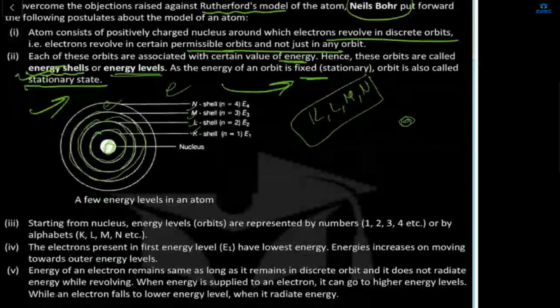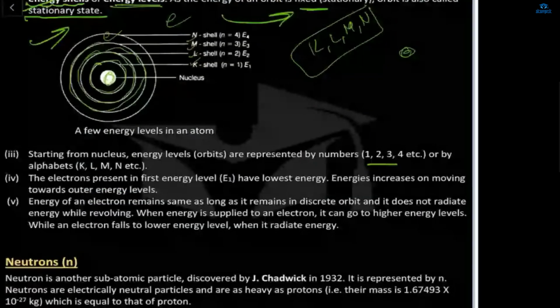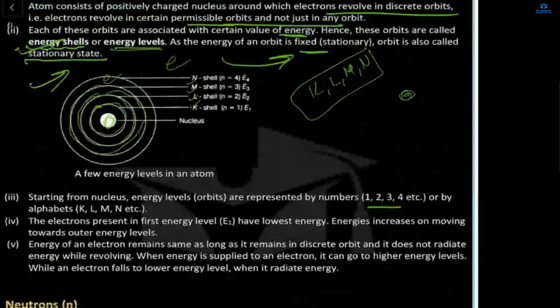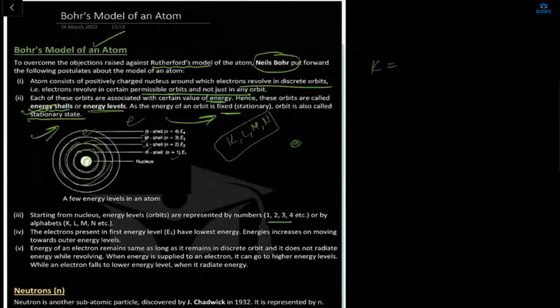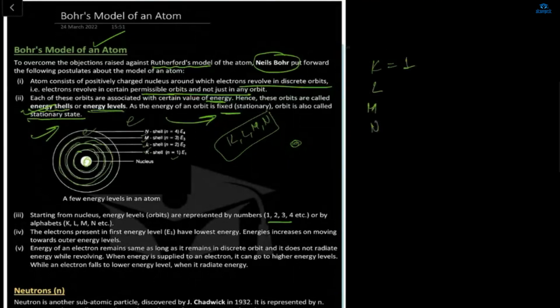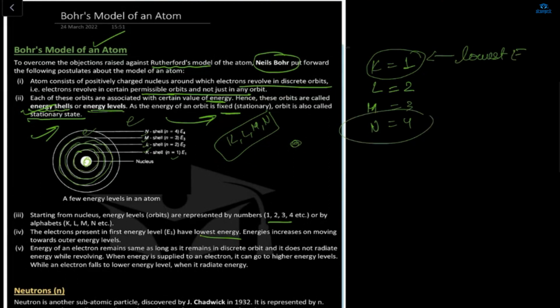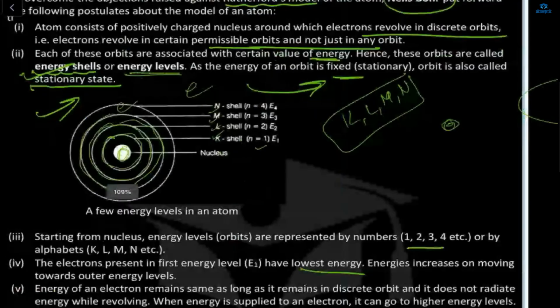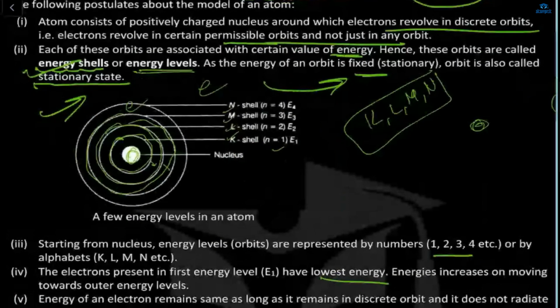Starting from the nucleus, the shells are represented as 1, 2, 3, 4. Here K is 1, L is 2, M is 3, and N is 4. The electrons present in the first shell have the lowest energy, as compared to this one, which will have the highest energy. So energy increases on moving towards the outer orbits. If we move towards the outer orbit, the energy will increase.